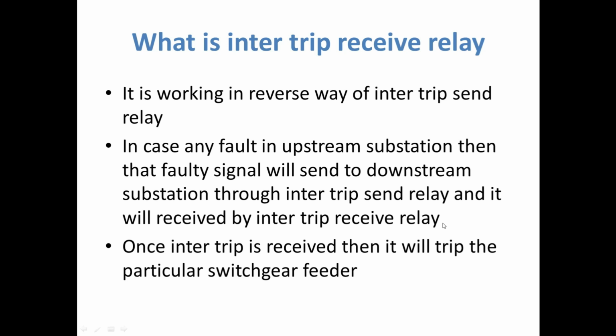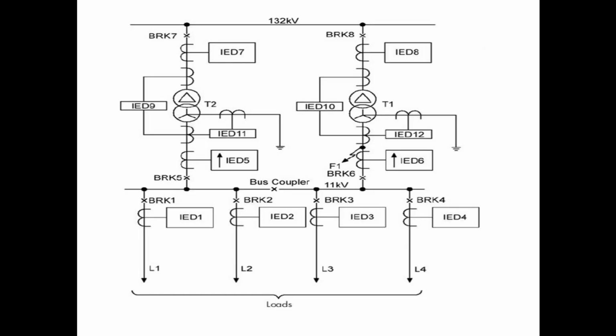See how it will work. I will explain, it's very simple, same concept. We'll go to that diagram. Suppose a fault happens in breaker 7. It will be sensed by this particular protection relay and it will trip breaker 7. In a similar way, here also a 94 relay, the intertrip send relay, will be installed. That intertrip send relay will give the command to this particular IED5 relay.